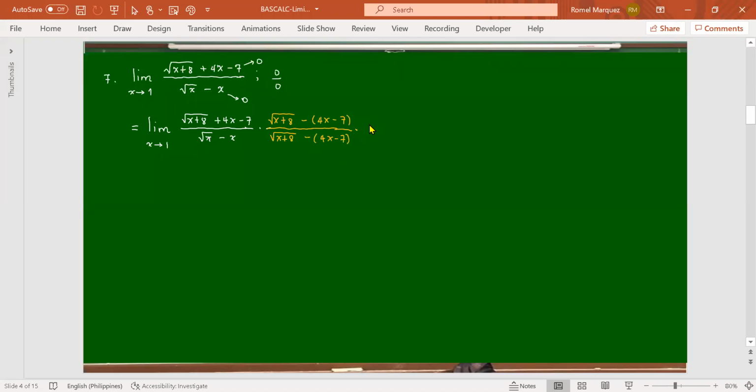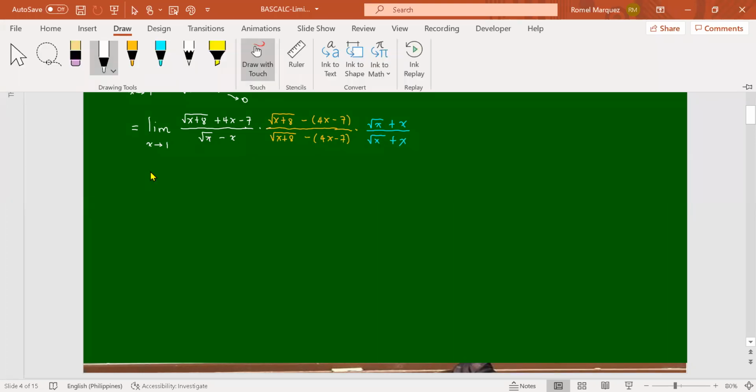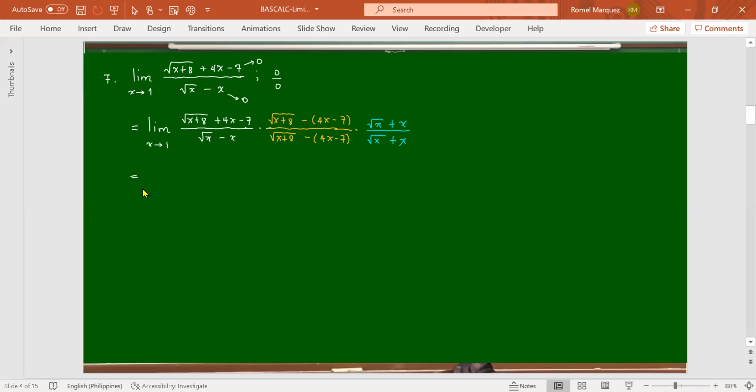Multiply pa ng isa pang conjugate. Square root of x plus 8 po. Square root of x plus 8 para naman sa denominator, over square root of x plus 8. Okay, guys? Ayan, dalawang conjugate tayo nag-multiply. Is this clear, guys?